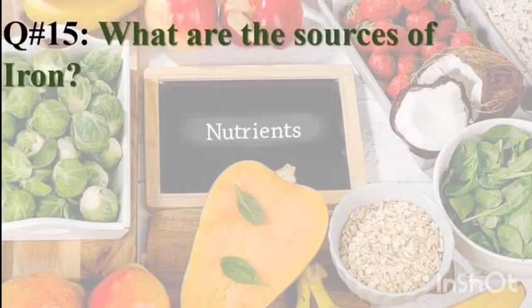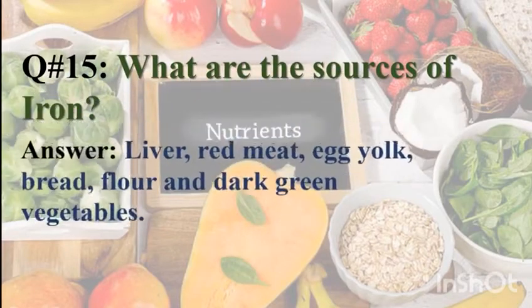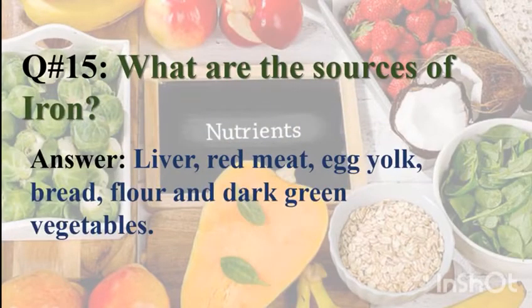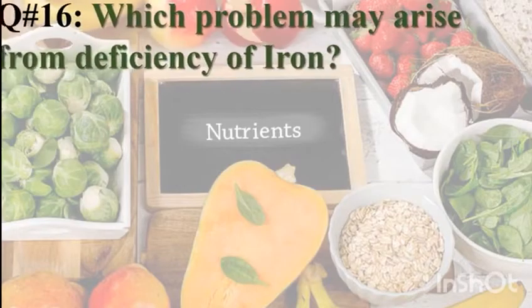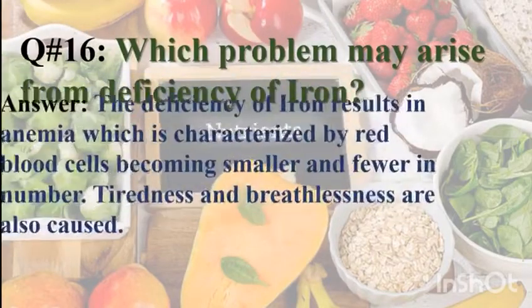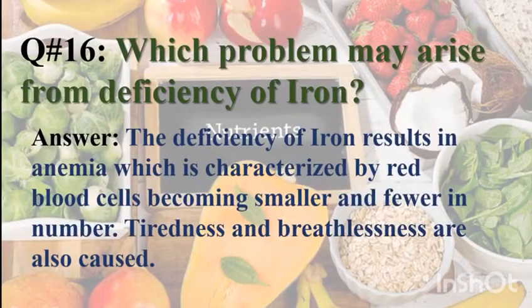Next question is, what are the sources of iron? Liver, red meat, egg yolk, bread, flour, and dark green vegetables. These are all the sources of iron. Next question is, which problem may arise from deficiency of iron? Deficiency of iron may cause anemia. We have discussed it in detail. It is characterized by red blood cells that may become smaller and fewer in number, and the main symptoms are that you feel tired all the time, and whenever you are doing a hectic activity you feel breathless.